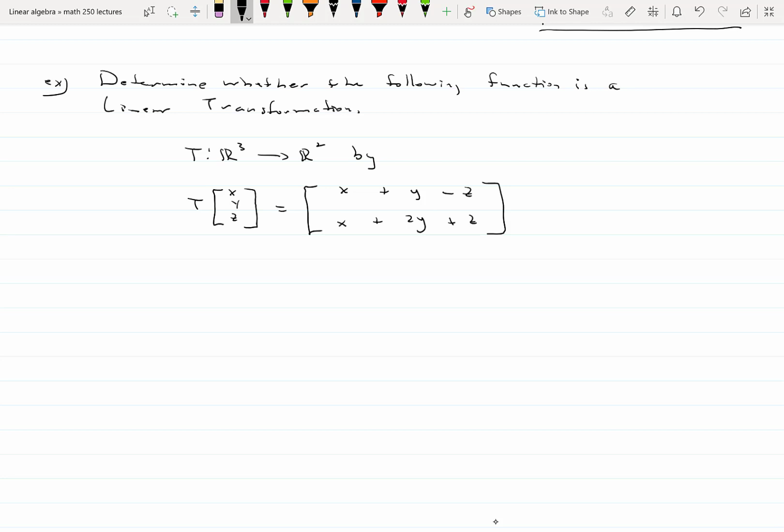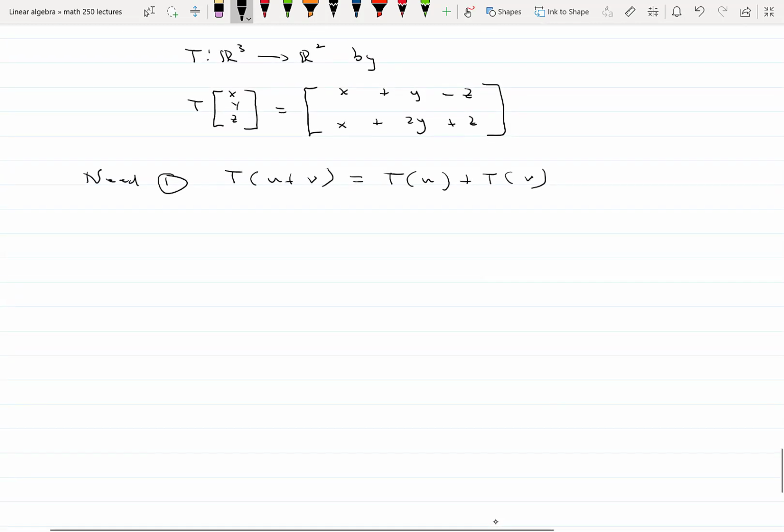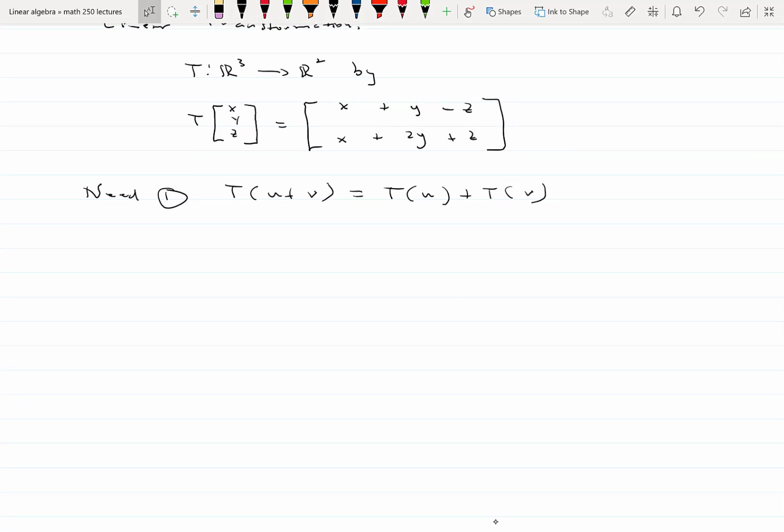Okay, so I want to see if this is a linear transformation. So I need 2 things to happen. I need one, T of u plus v equals T of u plus T of v. So let's see if that happens. So let's take 2 things from R3 and apply the linear transformation to that.